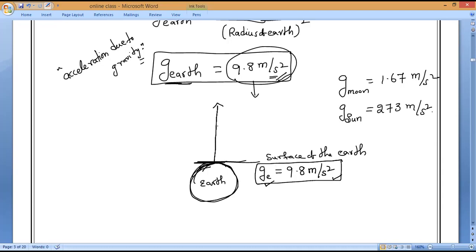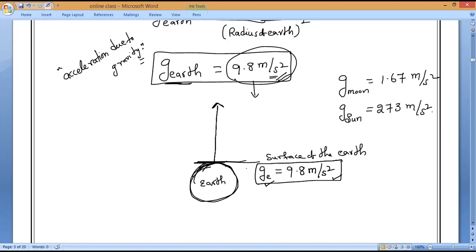Now you remember, if I keep going away from the earth's surface, climbing a mountain, I keep on going up, then the g value decreases or increases? That is my question. Anybody? Midasri, any guess? Decreases or increases? Arun Kailash, Gokul, g value decreases or increases?